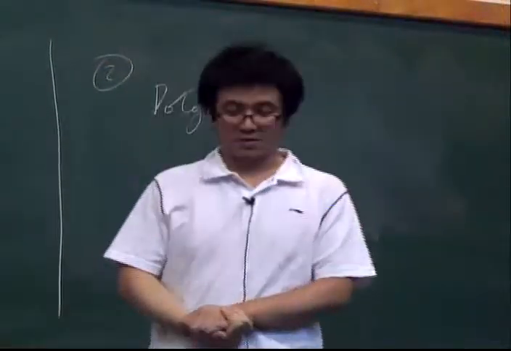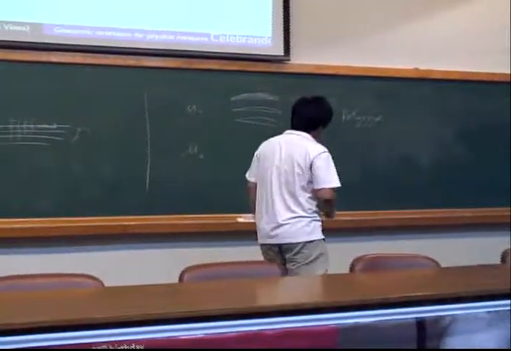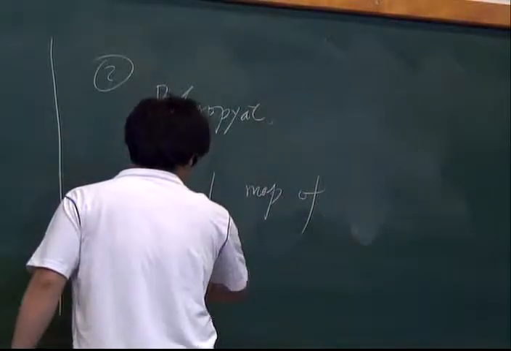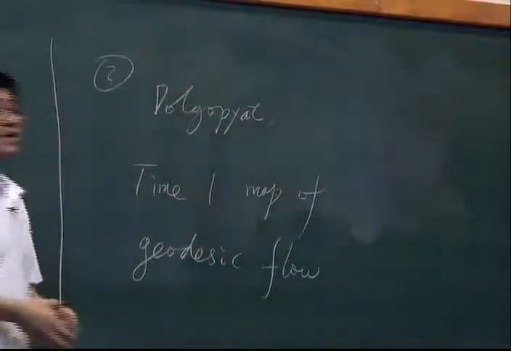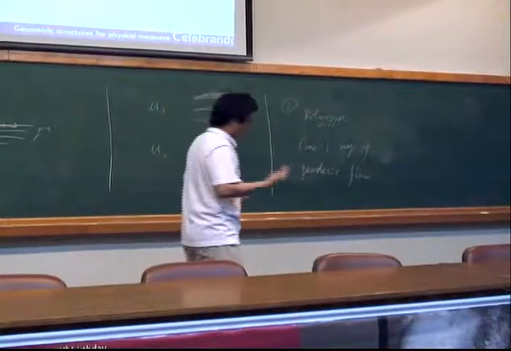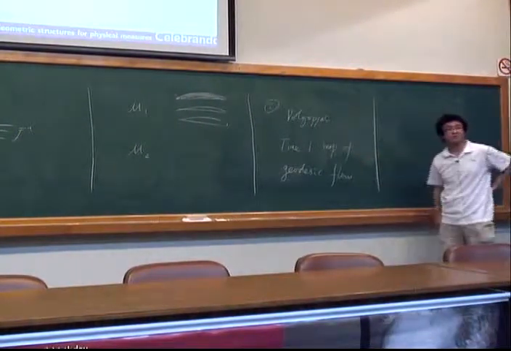He proved that for the time one map of a geodesic flow, after a C1 bifurcation, you will get a diffeomorphism with contracted center. So this is a modification of the time one map of the geodesic flow. So this is another example.